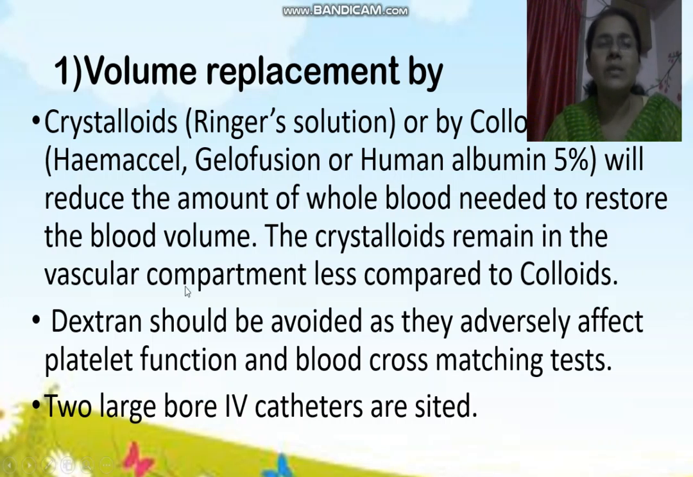It will reduce the amount of whole blood needed to restore the blood volume. The crystalloids remain in the vascular compartment less compared to the colloids. Then dextran should be avoided as it adversely affects platelet function and the blood cross matching test. So that's why dextran should be avoided. Then 2 large bore IV catheters are situated. We have to insert 2 IV cannulas.